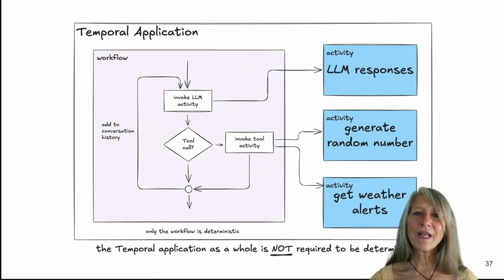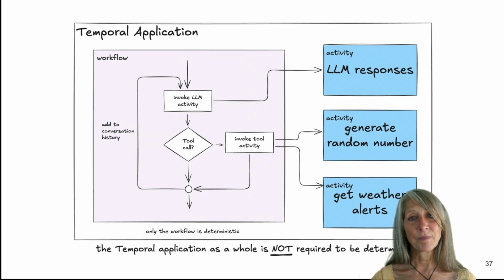You see, a temporal application is made up of a number of primary components. One is the workflow, and that's where we have that agentic loop that I showed you earlier. The other portion, perhaps a more significant portion, are the activities. The workflow is required to be deterministic, but the activities are not.